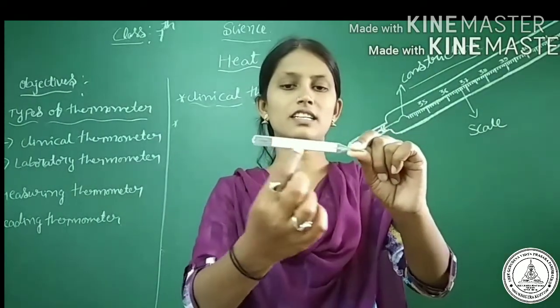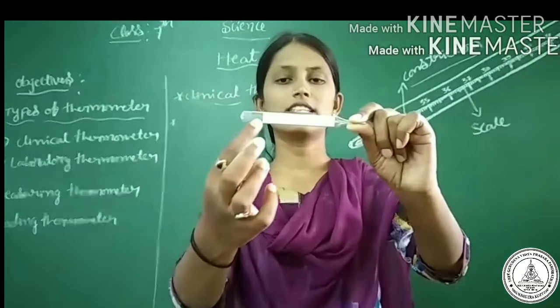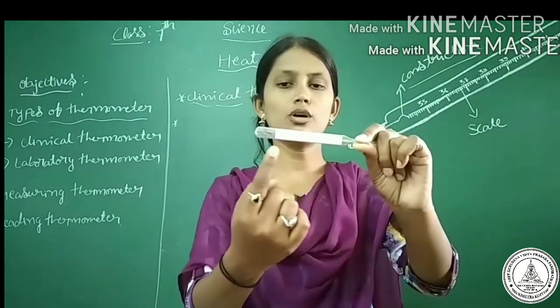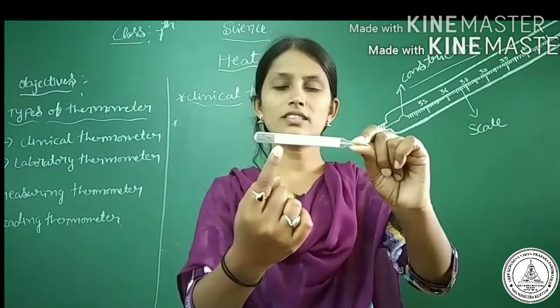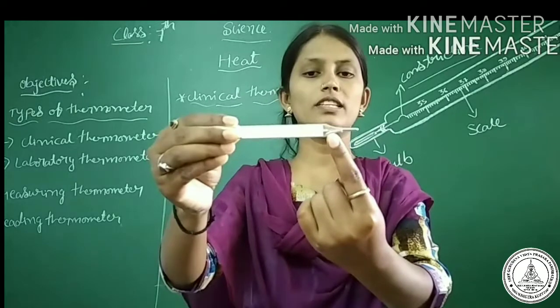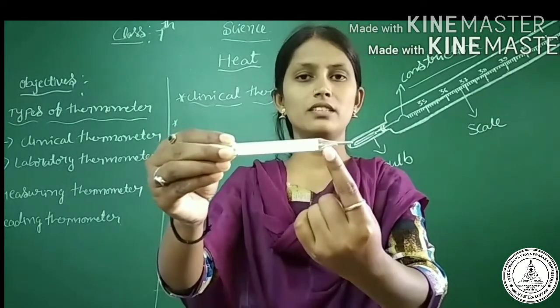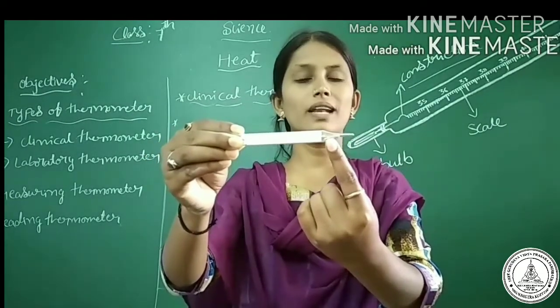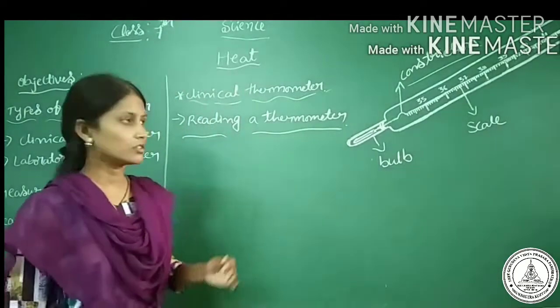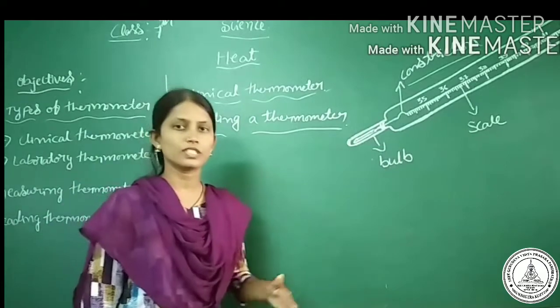The scale is present inside the glass tube. Look here, the scale readings start from 35 degrees Celsius up to 42 degrees Celsius. The constriction is present in this part. The constriction avoids the back flow of the mercury.